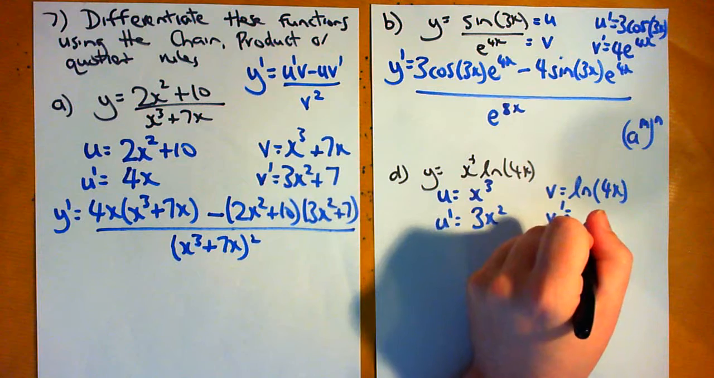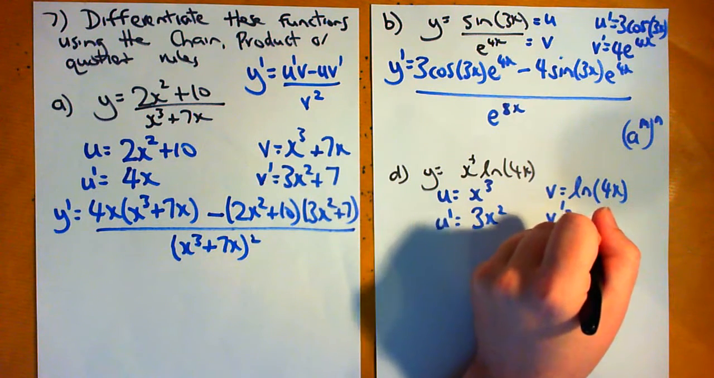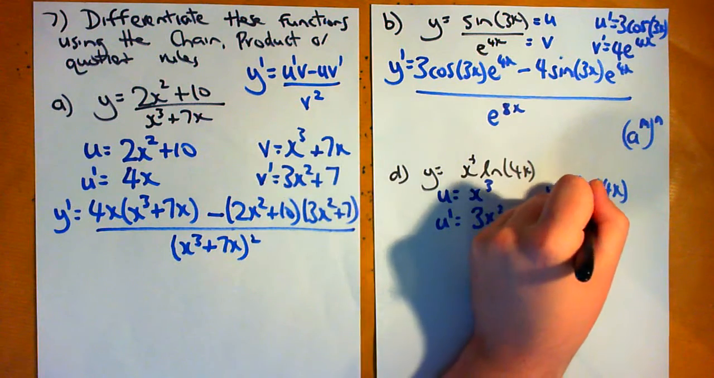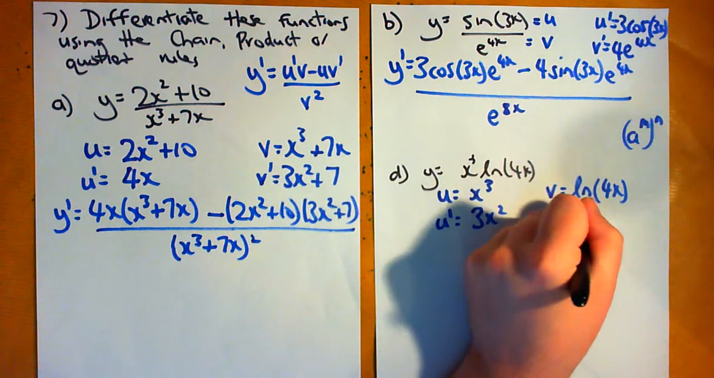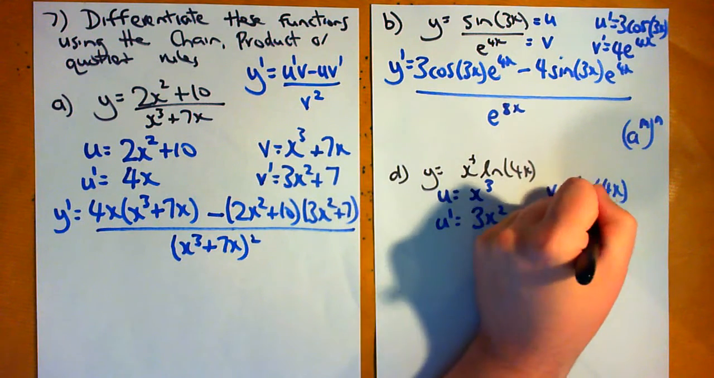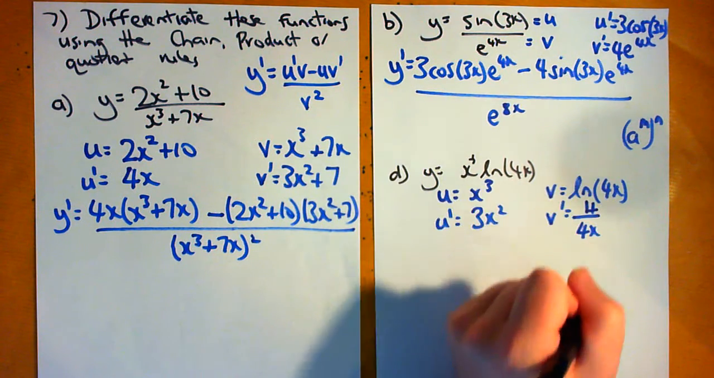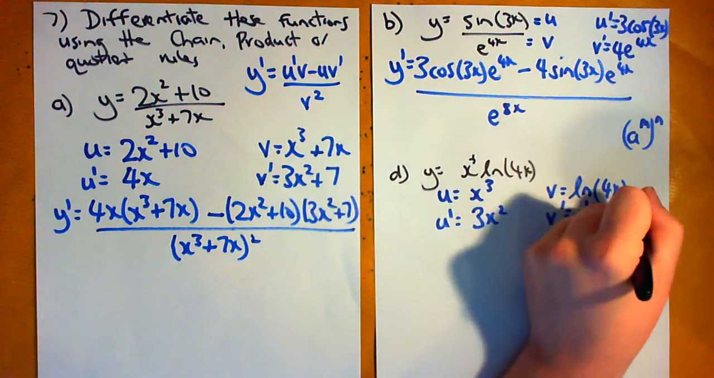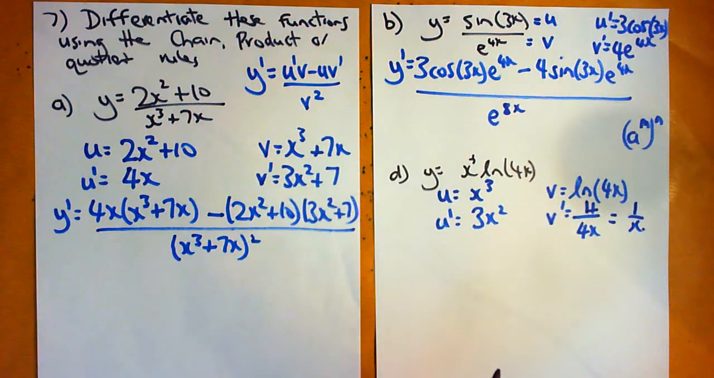And v dash is going to be, if we were differentiating just log x, that would be 1 over x. We need to use the chain rule here. It's going to be 1 over the bracket multiplied by the derivative of the inside of the bracket. Differentiate 4x, we get 4, and simplify, we cancel out the 4's to get 1 over x.